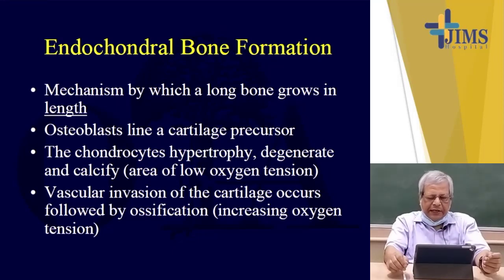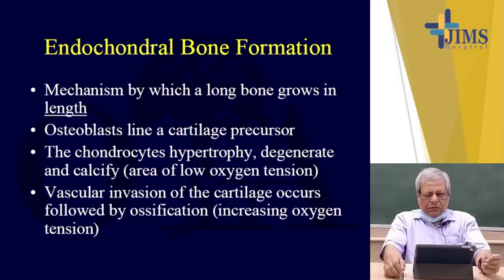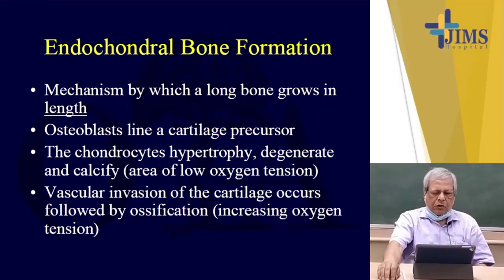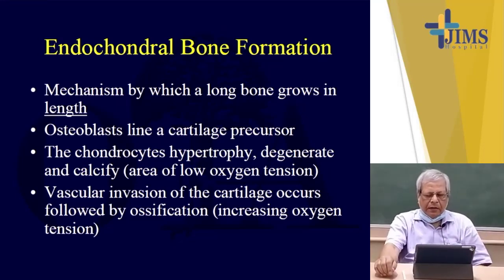Osteoblasts line a cartilage precursor. Cartilage means the growth cartilage, growth plate. The chondrocytes hypertrophy, then they degenerate, then they die and calcify. That is an area of low oxygen tension. Then the vascular invasion of this cartilage, that is the hypertrophic layer, occurs, followed by ossification, increasing the oxygen tension.